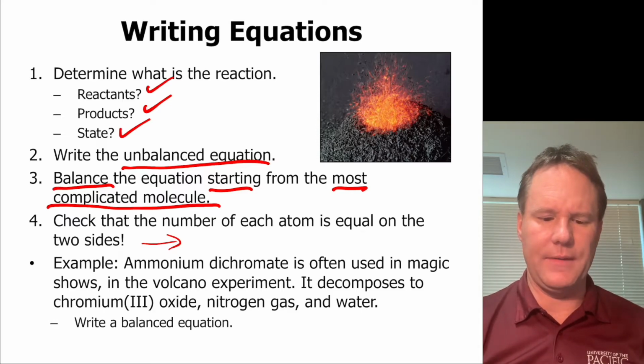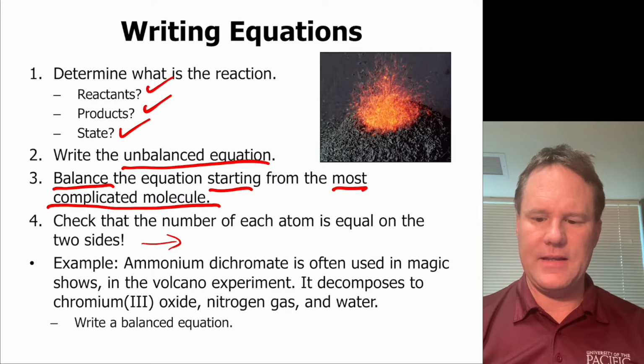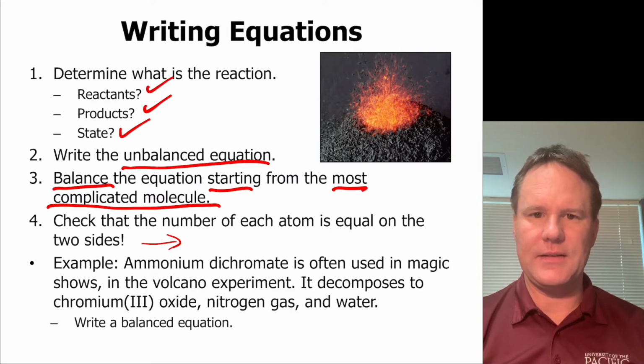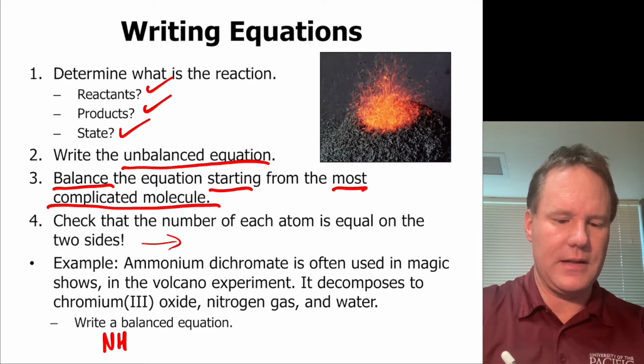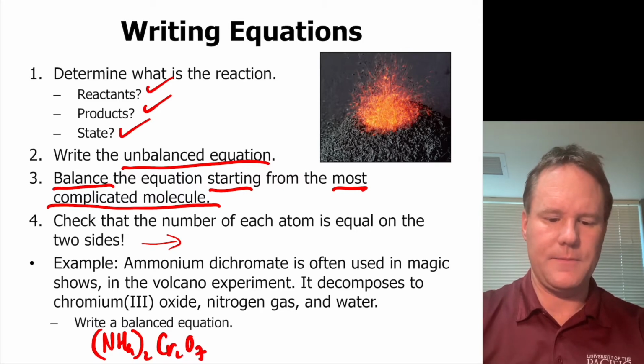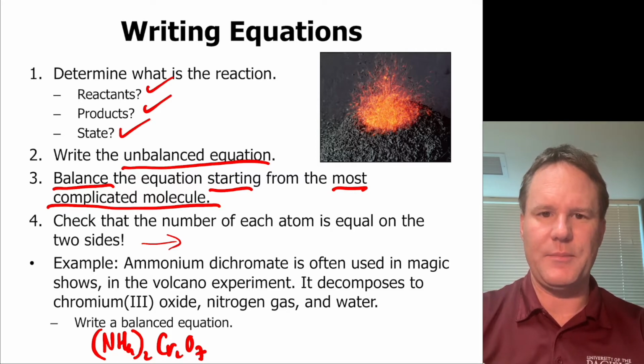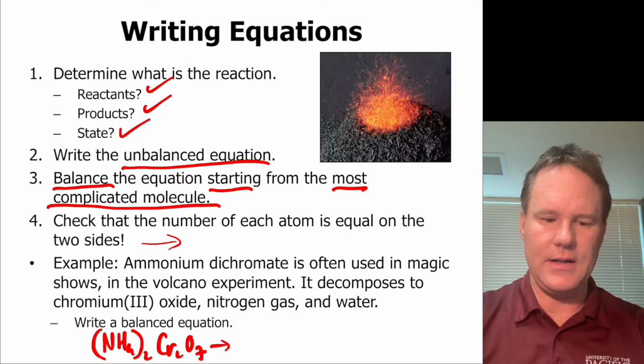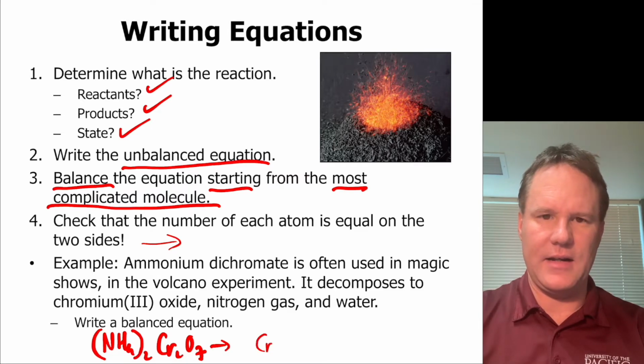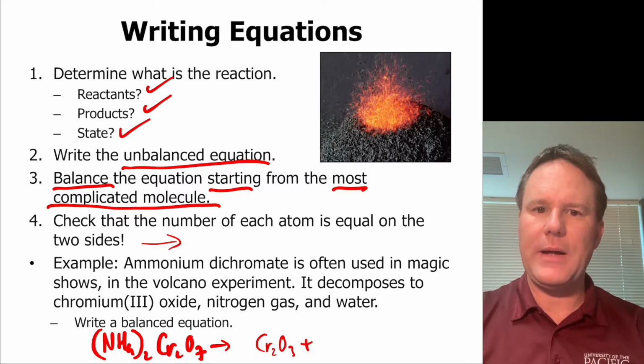Now let's try one. Write a balanced equation for ammonium dichromate. Do you remember ammonium dichromate? It is violently decomposing with a flame into chromium 3 oxide, nitrogen gas, and water. So let's start out with ammonium dichromate. I hope you learned your polyatomic ions. And so it falls apart into chromium 3 oxide. What's the formula for chromium 3 oxide? It's Cr2O3. This is, by the way, a type 2.